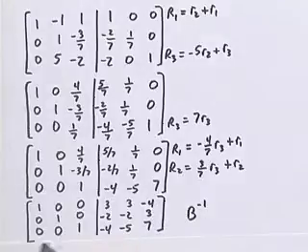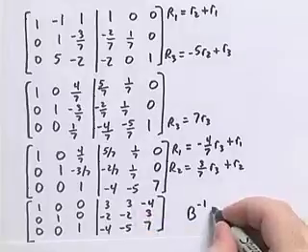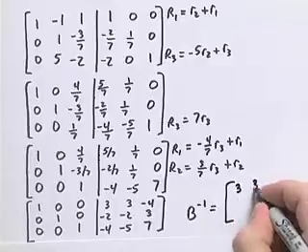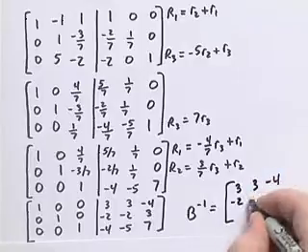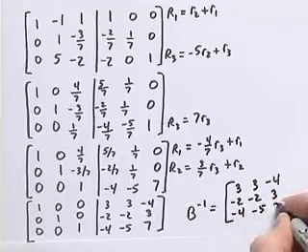Now that we have the identity matrix here, this resulting matrix is our inverse. And so B inverse is equal to: 3, 3, negative 4; negative 2, negative 2, 3; negative 4, negative 5, 7.